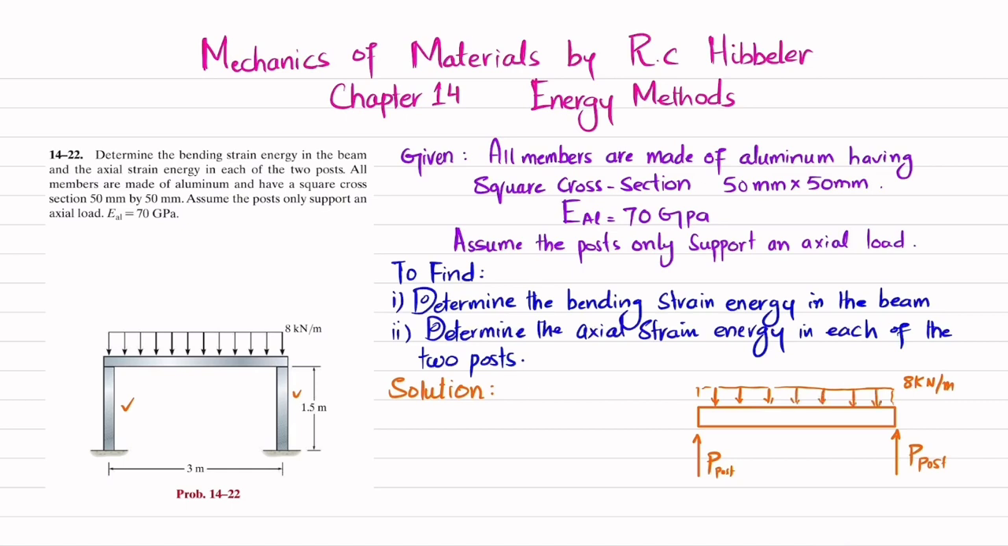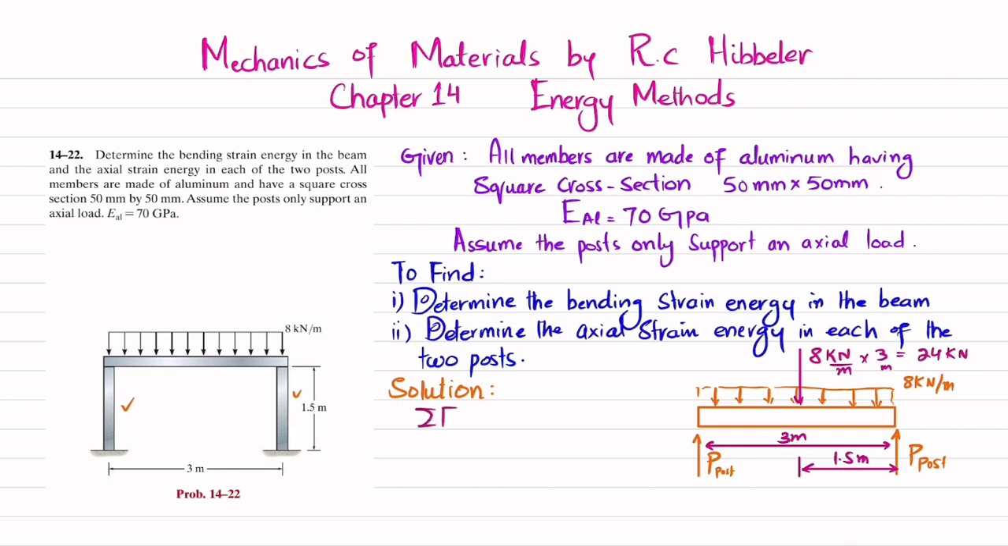So we will find this P of post by using the equation of equilibrium. What will be the equation of equilibrium? The first step is that we will convert this distributed load into a point load. This will be equal to 8 kilonewton per meter multiplied by the length, and the total length of this beam is given as 3 meter. I will multiply it with 3, so this will give you a 24 kilonewton load. That will act at a distance of 3 divided by 2, which is 1.5 meter from either side. Clear? Okay.